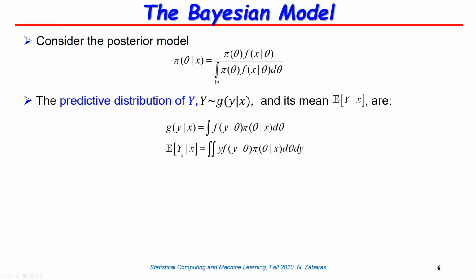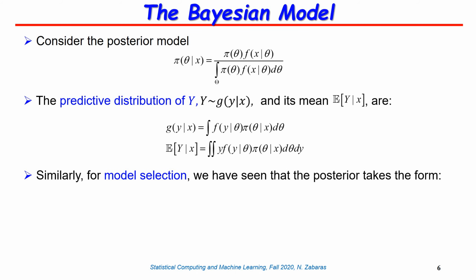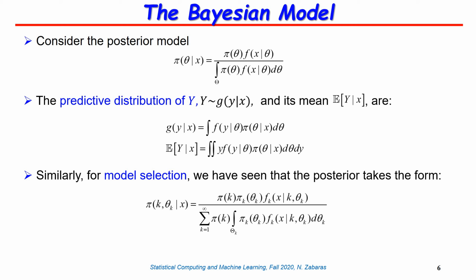And if you look at the mean of the predictive distribution, that's a double integral, both in the parameter space and over the different values that y can take. So again, the predictive distribution can benefit from Monte Carlo. And finally, this large class of problems that we discussed about model selection can also be performed with Monte Carlo methods. Here I give you the joint distribution for model k and the corresponding parameters for model k that I call theta k. What you see in the numerator is the likelihood for model k times the joint prior of k and theta k.